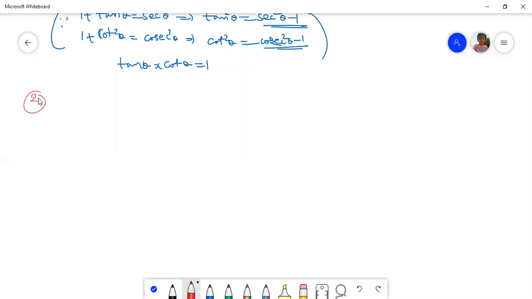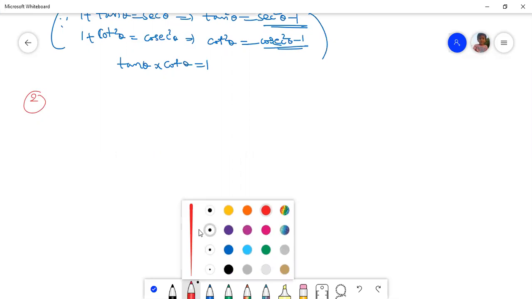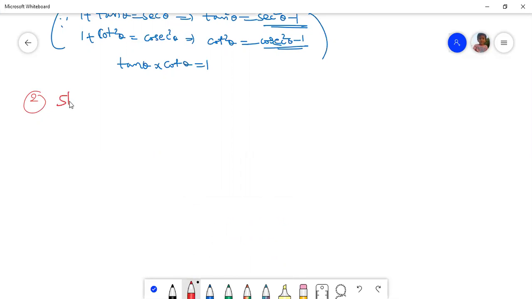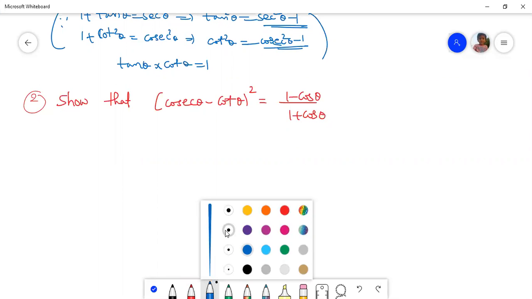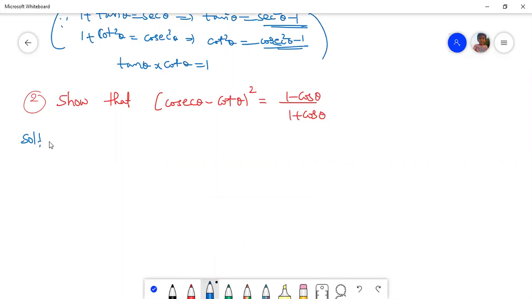Second one, in the exercise, second problem. Show that cosec theta minus cot theta whole square equals 1 minus cos theta by 1 plus cos theta. You can take either LHS or RHS, that is your wish. But you can take the LHS, that is LHS is equal to cosec theta minus cot theta whole square.